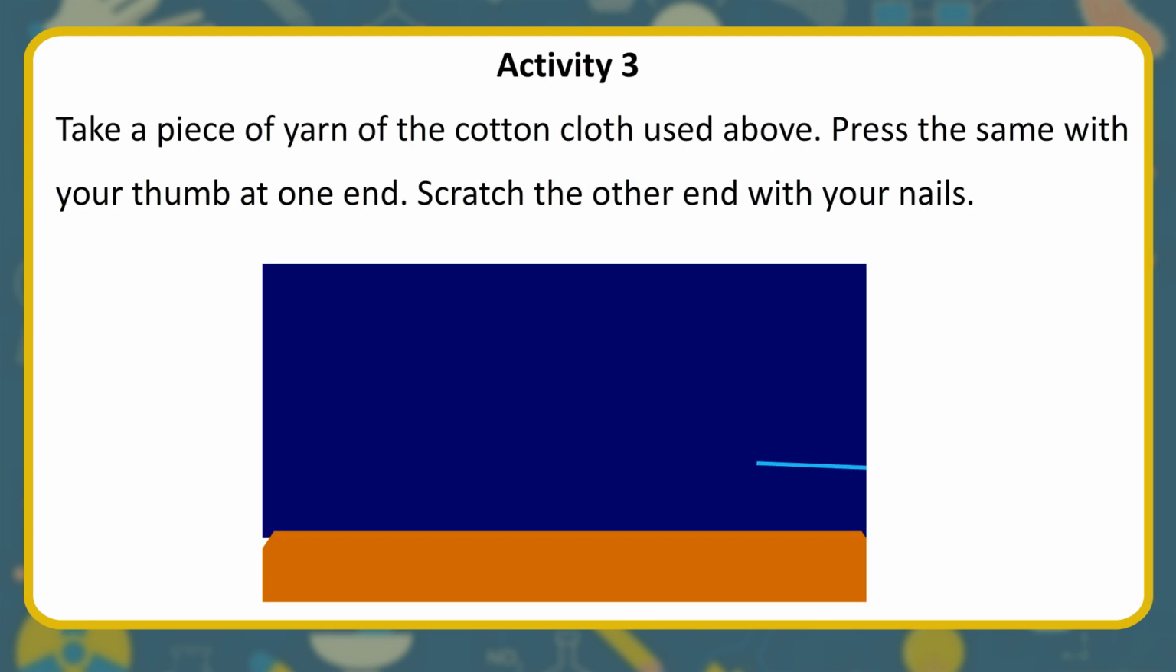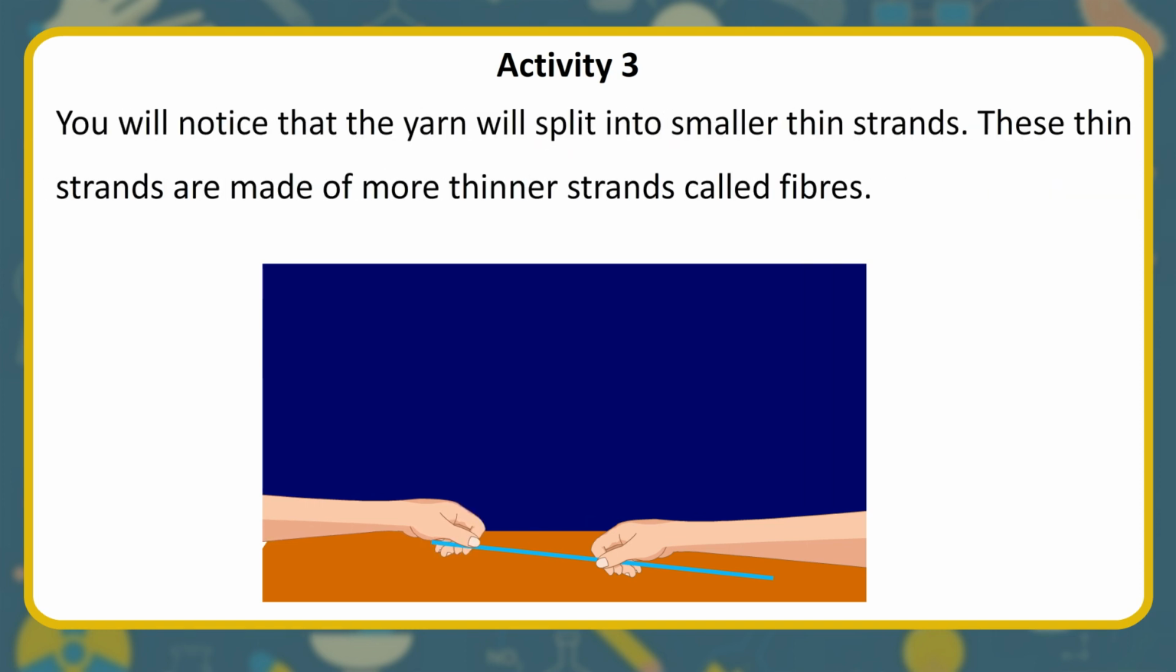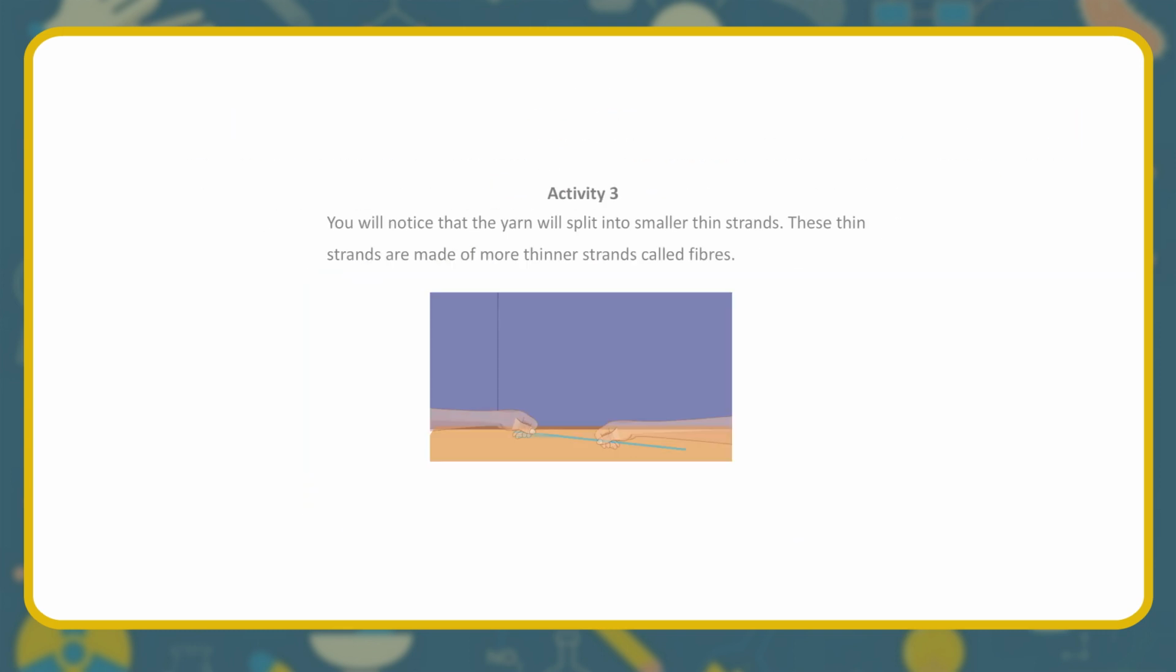Activity. Take a piece of yarn of the cotton cloth used above. Press the same with your thumb at one end. Scratch the other end with your nails. You will notice that the yarn will split into smaller thin strands. These thin strands are made of more thinner strands called fibers.